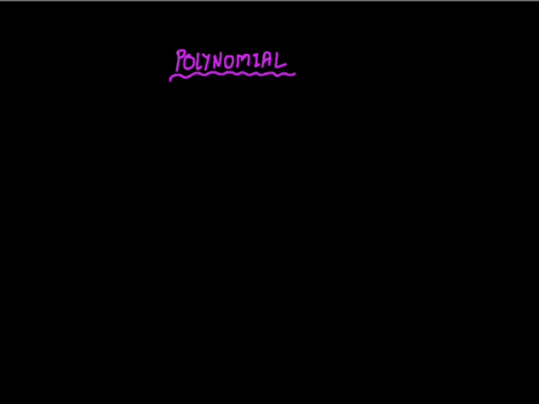Basically this term mainly consists of two parts. This expression can be divided like this. The first term is poly. Now how can we define this term? Poly means many. And what about the nomial? We can define the term nomial as number of terms. So we can write number of terms.